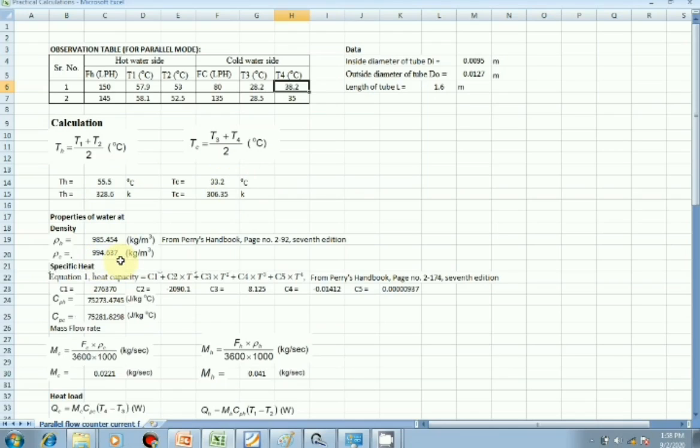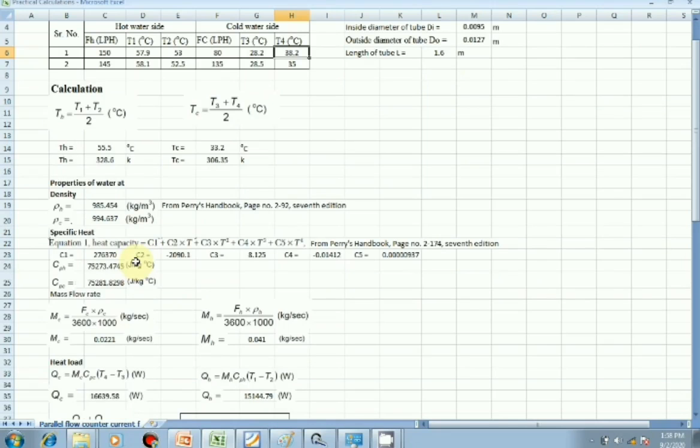Then we calculate the specific heat. Now this is the equation of the specific heat. We took it from Perry's Handbook again. And these are the values of the constants C1, C2 to C5. For water only, we have written these values. Then we calculate the value of the specific heat for the hot fluid, that is the water. We got its value to be 72,273.4745 joules per kg degree Celsius. And for the cold water, we got the value of specific heat to be 75,281.8298 joules per kg degree Celsius.